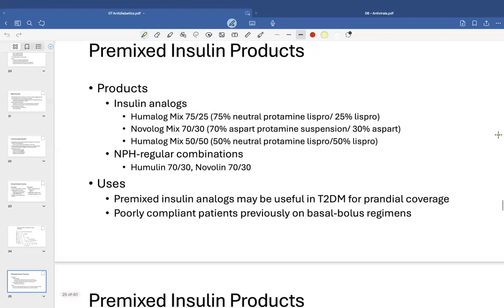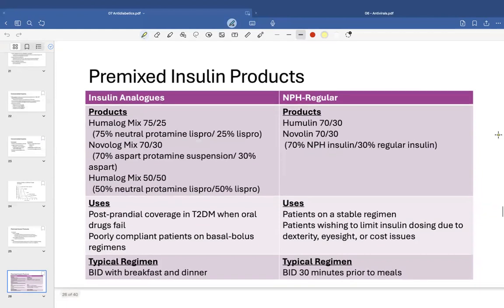The typical regimen for both is BID. The insulin analogs you give with the meal, and the NPH regular, recall that regular peaks after 30 minutes, so you have to give that 30 to 45 minutes before the meal. So that's your insulin mixes.